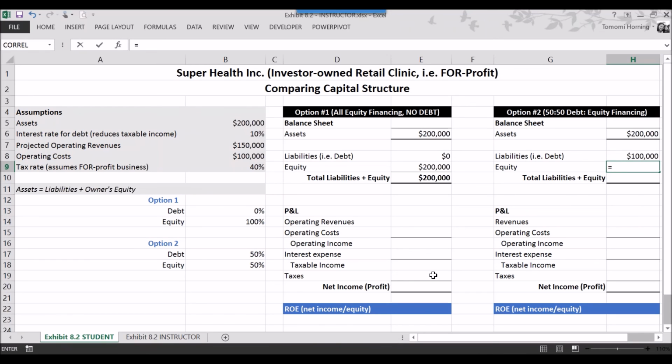From an equity standpoint, same thing. It's 50% times the required assets, another $100,000. Conceptually, does this make sense? Is $100,000 50% of 200? Yes. Is $100,000 for equity 50% of 200? Yes. So now again, we're going to do the accounting equation. We're going to sum it, and we have this value equaling this value. We're in check, so we're good from a balance sheet equation.